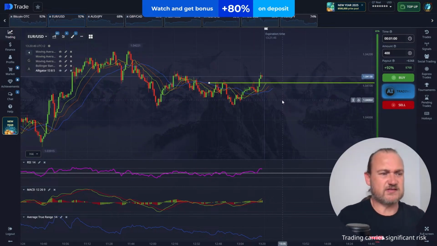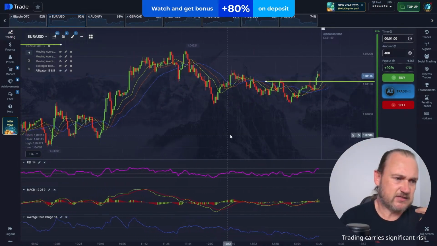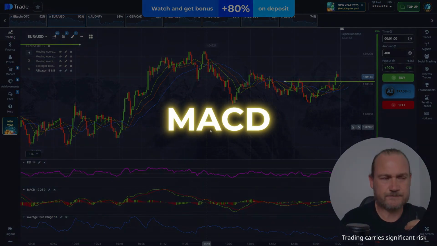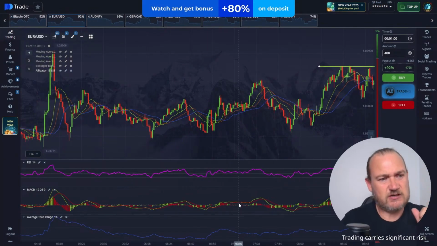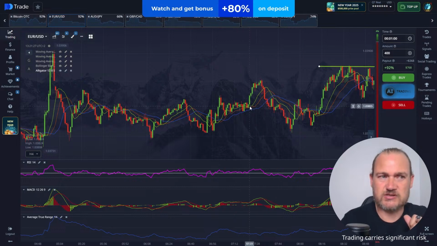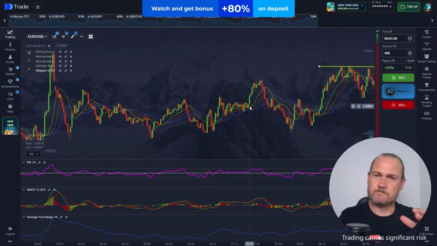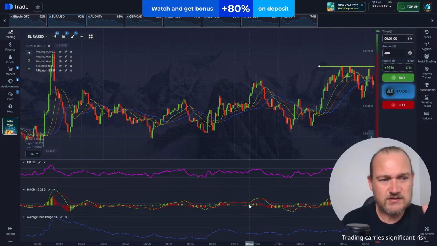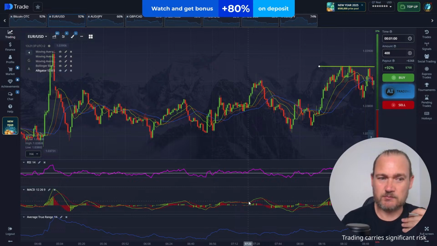Another way that people like to use the alligator is alongside the MACD. Here's an example of how we would use the MACD. We had a bullish movement here. The MACD line was above the signal line. It dipped below in this area here, but the alligator remained bullish. The alligator was still opened upwards in a bullish position. And once the MACD crossed upwards again, that would have been a signal for a buy trade.